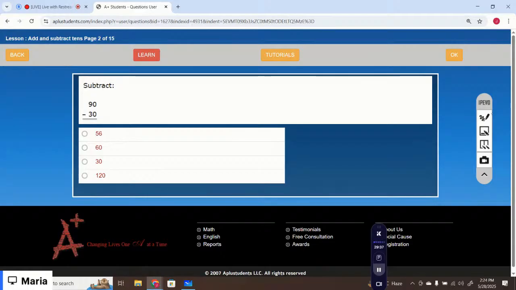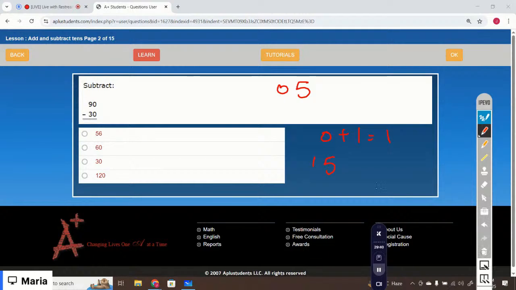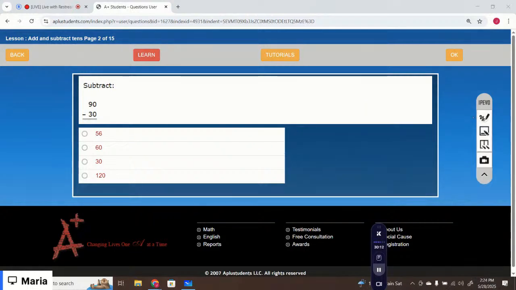Zero take away zero is 0. And you need to subtract the tens. 9 minus 3. Start with 3, count up to 9: 3, 4, 5, 6, 7, 8, 9. So 9 minus 3 is 6. That is 60. The correct option is 60. 90 minus 30 is 60. Option number 2 is the correct option.